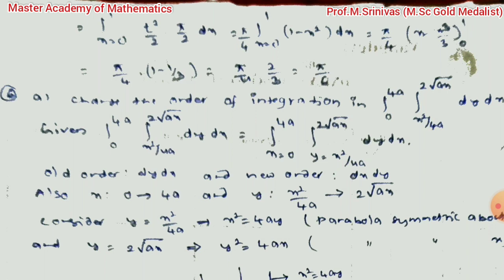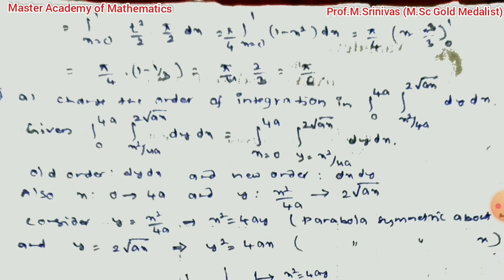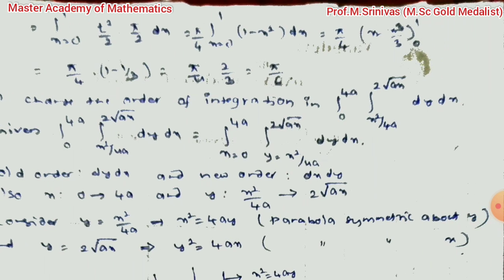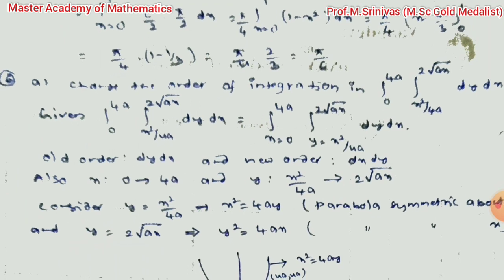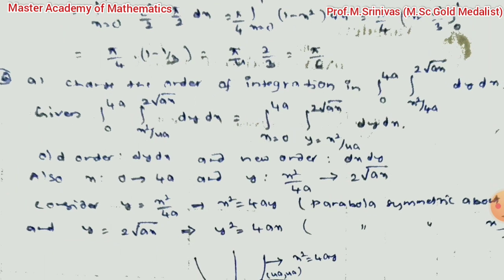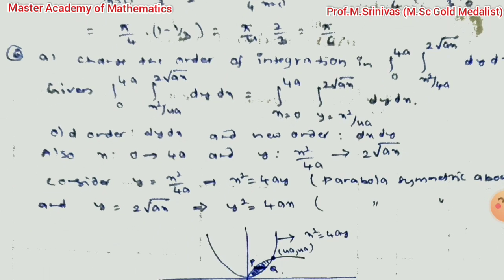Coming to the next one, sixth a bit: change the order of the integration. Two integrations are given, dy dx. First you identify that integration. The second integral consists of the x variable, so naturally it is the y integral, and the first one is the x integral. Your old order is dy dx. Now you are changing it into the new order dx dy.